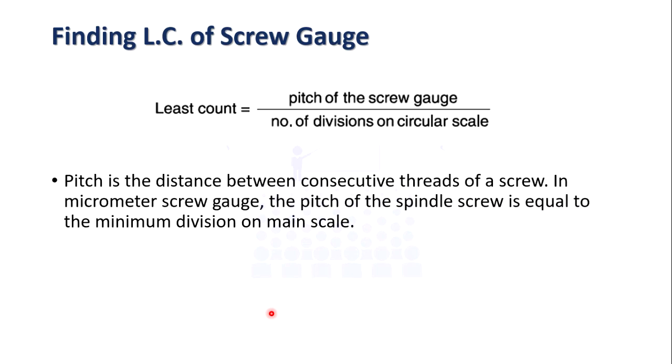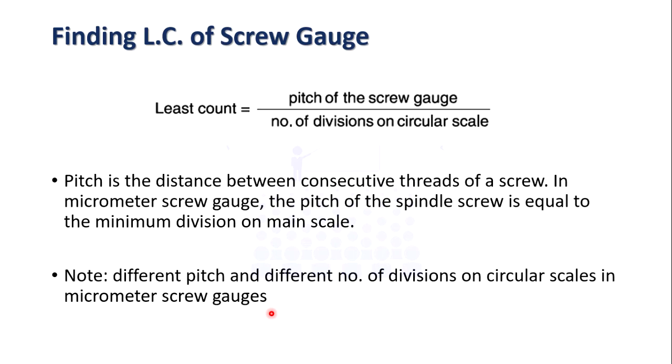Pitch is actually the distance between two consecutive threads of a screw. तो स्क्रू गेज है, इसके अंदर जो स्पिंडल होती है उसका जो स्क्रू होता है उनके जो कंसेक्यूटिव थ्रेड्स होते हैं उसके दरमियान जो डिस्टेंस है that is known as pitch of the screw gauge, and it is equal to the minimum division on the main scale. So if you divide the minimum division on the main scale with the number of divisions on circular scale, we get the least count. Now here note that screw gauges come with different pitches.